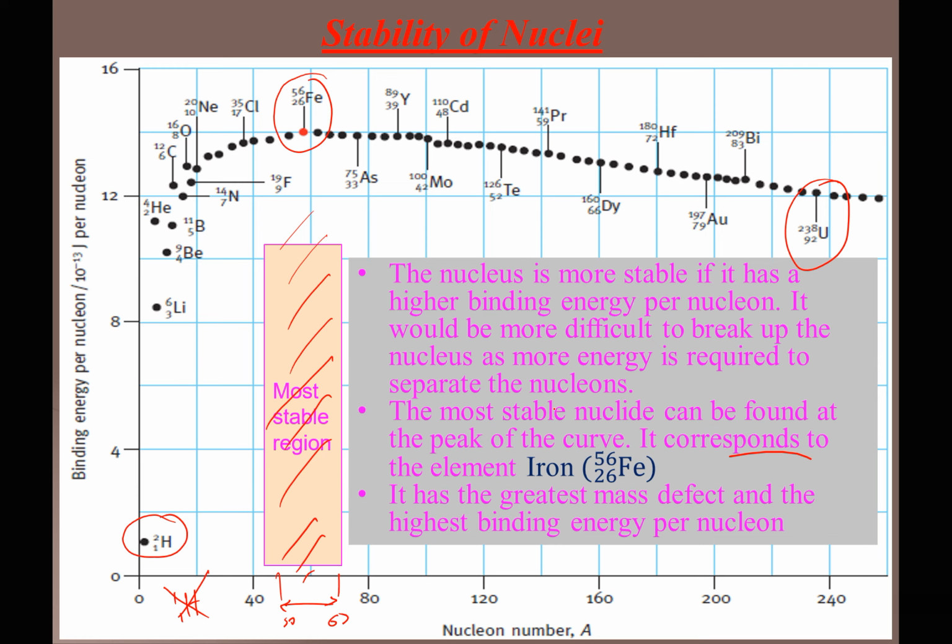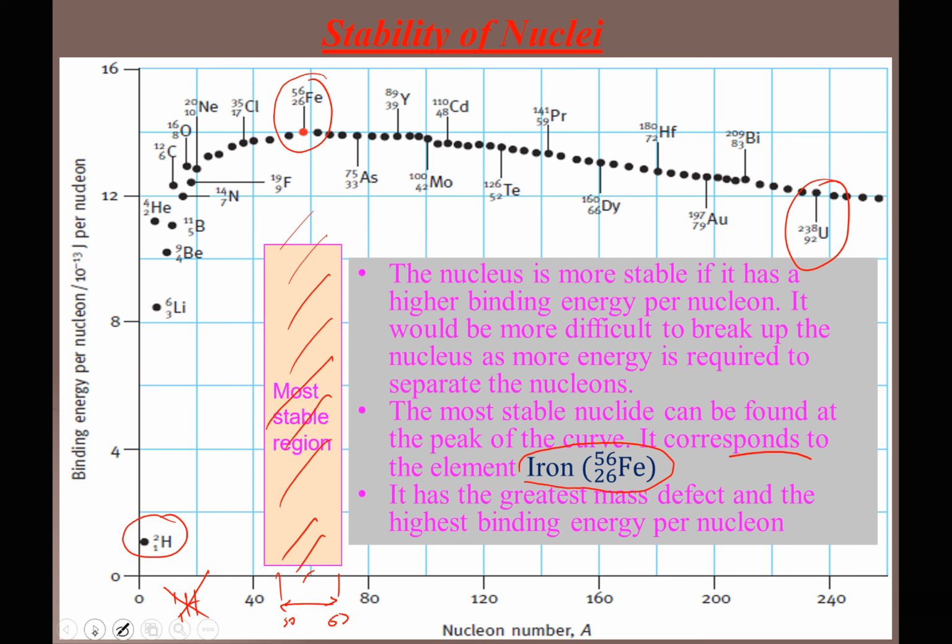So the most stable nuclide can be found at the peak of the curve. It corresponds to the element iron 56-26. So this is most likely going to be the most stable nucleus. And we are saying it has the greatest mass defect. Because it has the greatest mass defect, it will have the highest binding energy. It will also have the highest binding energy per nucleon. Therefore, it is going to be the most stable.